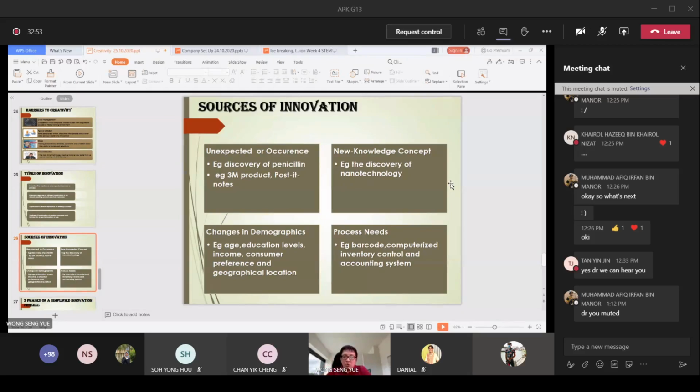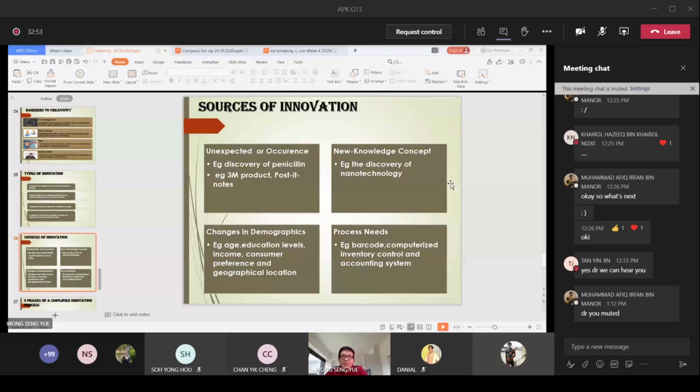Another one we call a new concept, new knowledge, which will be totally new. So for example, your team members already have found some vaccine for healing COVID-19. So totally new, because you are going to apply this new technology. Another one will be changes in demographics, means that, for example, because of some situation, there will be a group of people that are going to move from this location to this location.